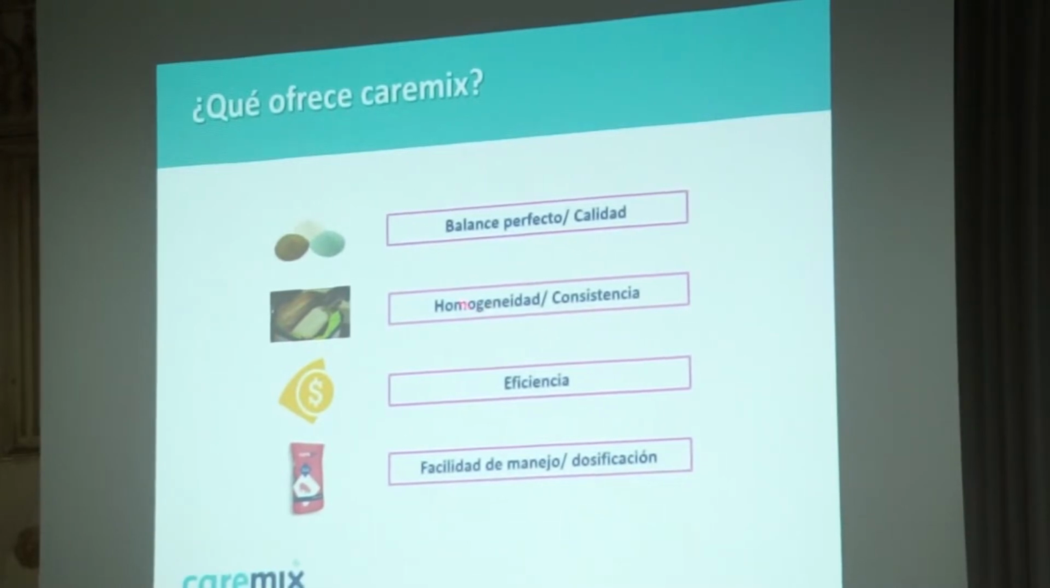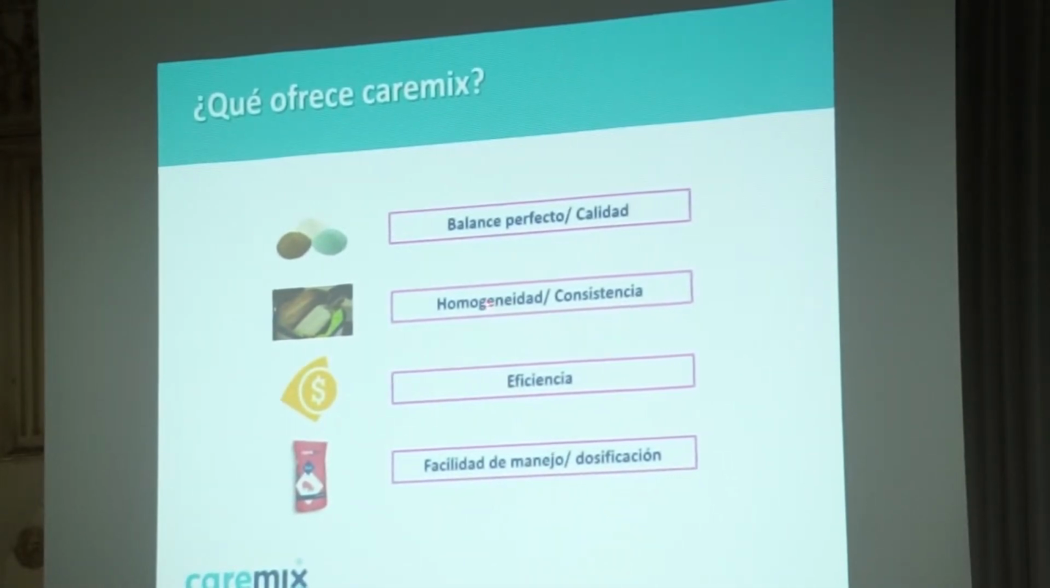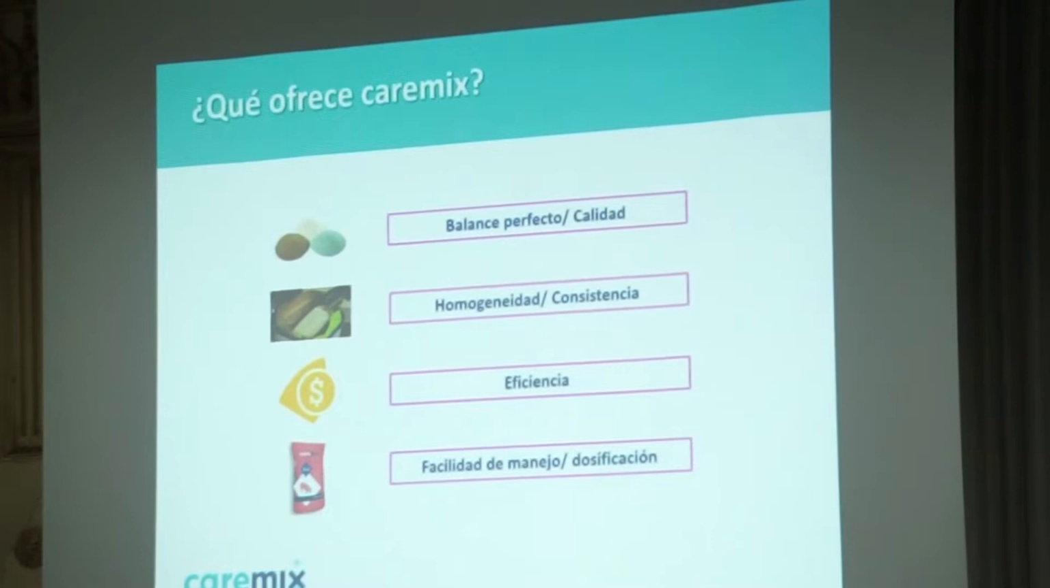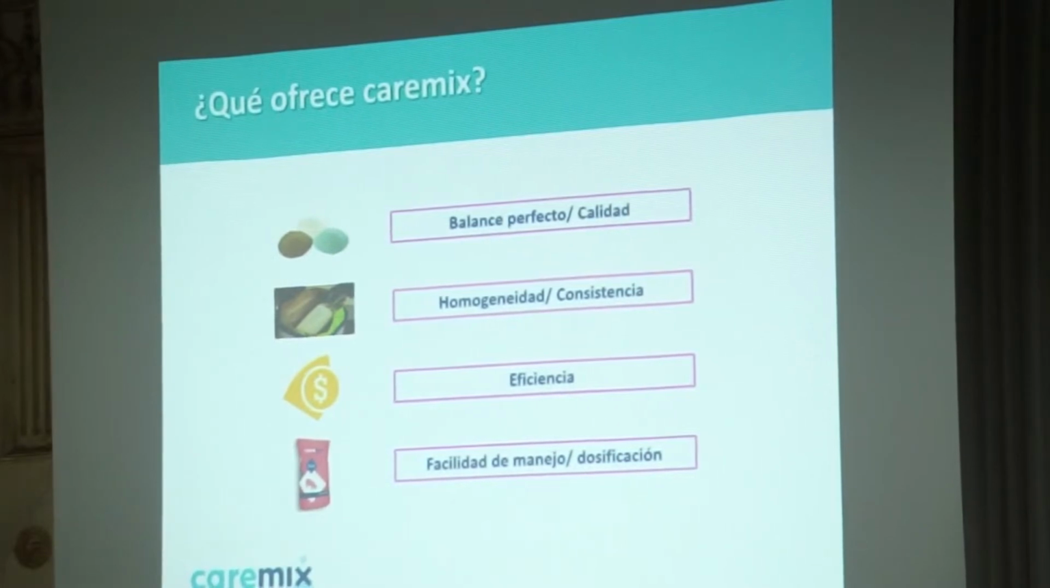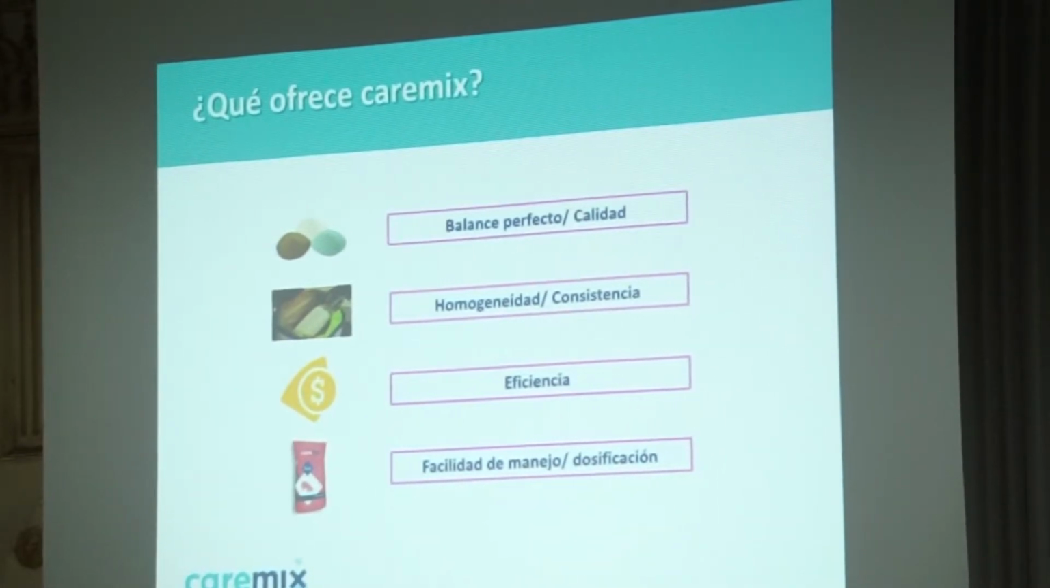Al tener productos integrales como Caremix, también lo que buscamos es tener homogeneidad y consistencia. En este caso me refiero a que con un solo producto que estamos integrando para elaborar el alimento balanceado, estamos tratando de garantizar que cada bocado que da ese animal tenga la cantidad necesaria de nutrientes para que se desempeñe de forma correcta.